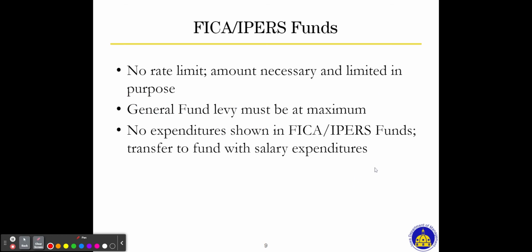Hospitals have available to them FICA and IPERS rates and funds. Those do not have rate limits. You levy the amount necessary, but it is limited to the employer's share of the FICA and IPERS contribution. You can use these if your general fund levy is at the maximum, and you do not show expenditures in the FICA and IPERS funds. You transfer the revenue generated by those levies back to the fund with the salary expenditure, so back to the general fund.